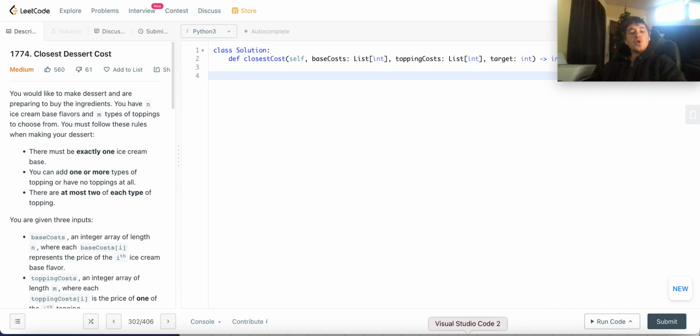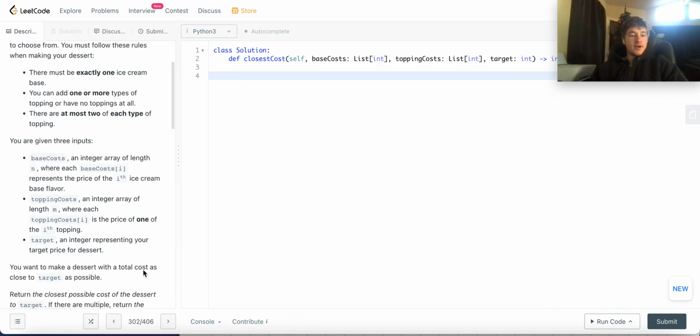And there are at most two of each type of topping. So I can add like 2 scoops. When you get ice cream, they might put a scoop of sprinkles. So I could do 0 scoops of sprinkles, 1 scoop of sprinkles, or 2 scoops of sprinkles. Interesting. So I could do that for each topping, right?